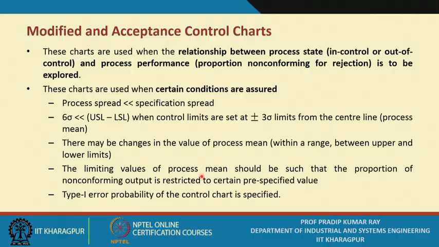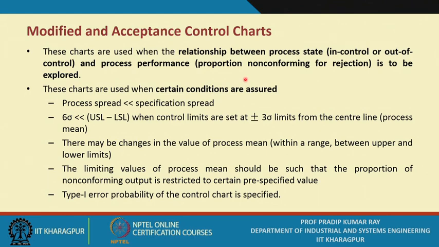Obviously, when the concept related to a particular control chart is known, and the formulations of the upper control limit, lower control limit and the central line are known, then with respect to typical numerical problems, we'll again be discussing this type of control chart. Now the next set of control charts I'll be using under the special purpose category are the modified and acceptance control charts.